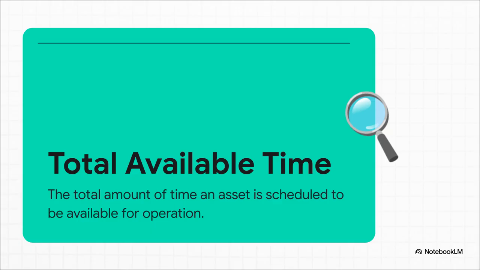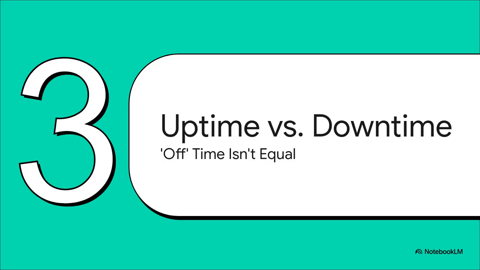This is our baseline. It's the total number of hours the asset was scheduled to be up and running. This is the planned piece of the puzzle that we measure everything else against. Okay, so we've covered uptime and idle time. But what about all the other times an asset is off? Well, that brings us to downtime. And as we're about to see, not all off time is created equal, not by a long shot.